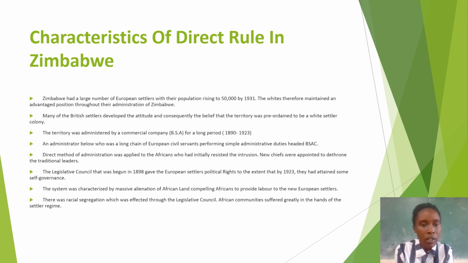And the fifth characteristic is that the direct method of administration was applied to the Africans who had initially resisted the intrusion. New chiefs were appointed and dethroned the traditional leaders. And there are many more characteristics. That was my presentation.